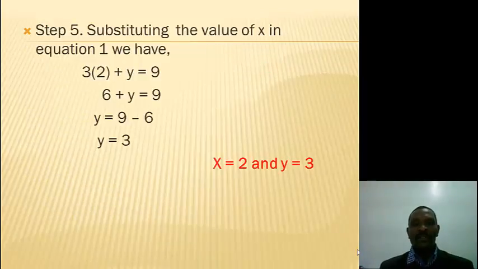Step number 5, substitute the value of x in either equation 1 or equation 2. We choose to substitute it in equation 1. So we had 3x, this time we have 3 multiplied by 2, which is 6, plus y is equal to 9. Making y the subject of the formula, we realize that our value of y is 3. Eventually we have x is equal to 2 and y is equal to 3.